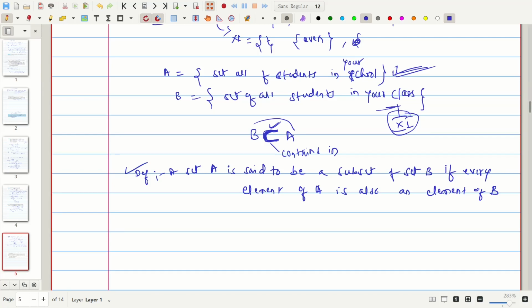So if A is said to be a subset of B, then every element of A is also an element of B, meaning the elements in A are present in B. Therefore we can write A is a subset of B. This will be called a subset. I will give an example here, then you will understand.